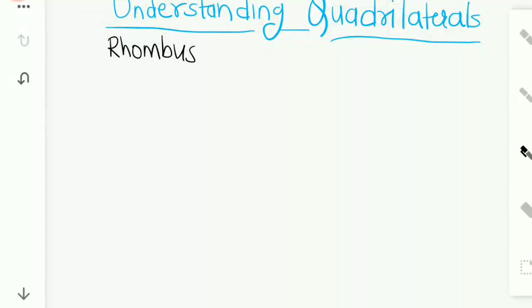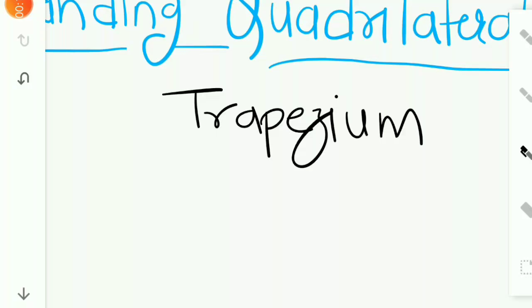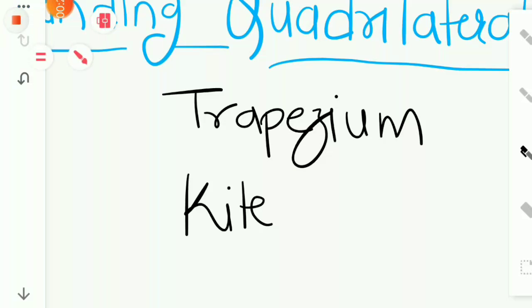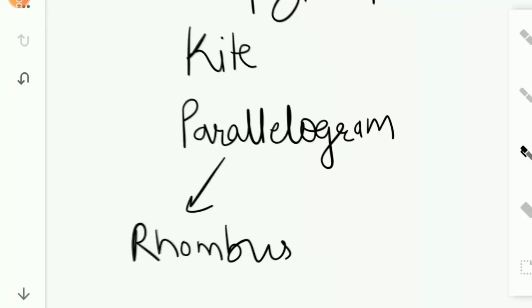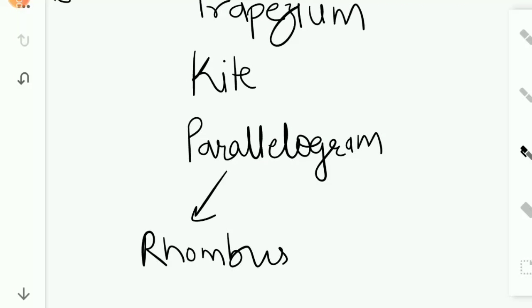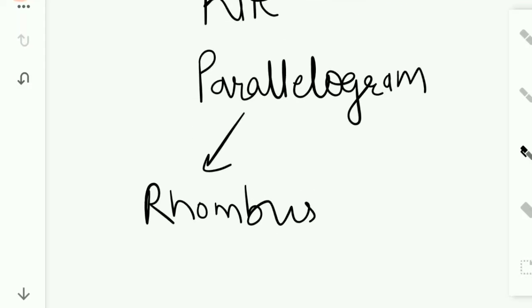Welcome back, students. We are on our third chapter, Understanding Quadrilaterals. In the last video, we saw some types of quadrilaterals, which included trapezium and its properties, kite and its properties. In this video, we will see some specific types of parallelogram and their properties.